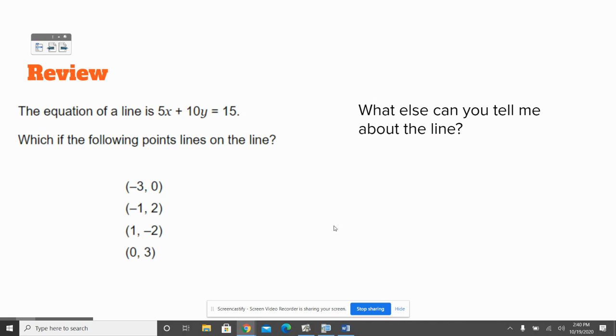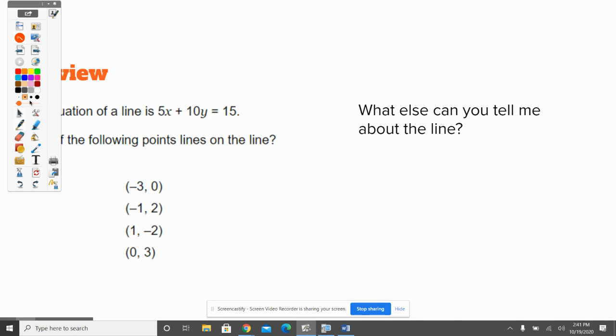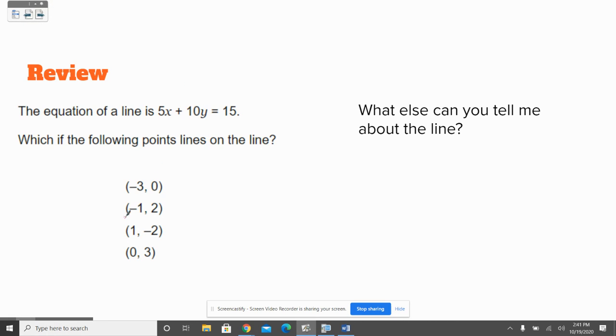Okay, so here's a little review. So you have this equation for a line and they want to know which of these points are on the line. So how can we figure that out? It won't really help us to get y by itself here. Getting this in slope-intercept form is not what we really necessarily want to do. But instead, we're going to start plugging in points for x and y. And if it's on the line, it would be a true statement. And if it's not on the line, it would be a false statement.